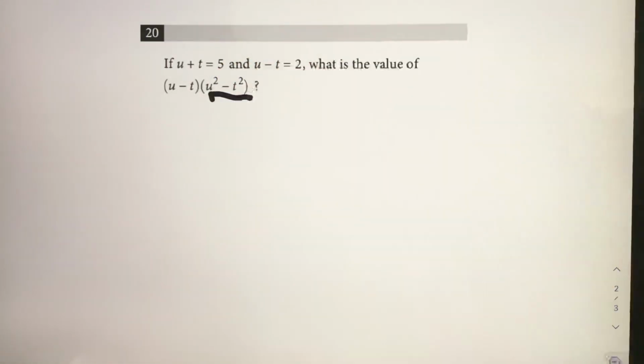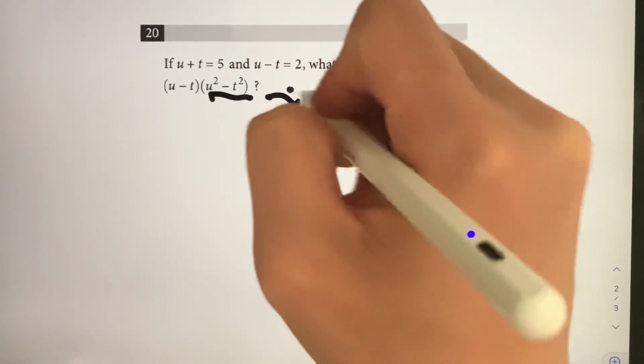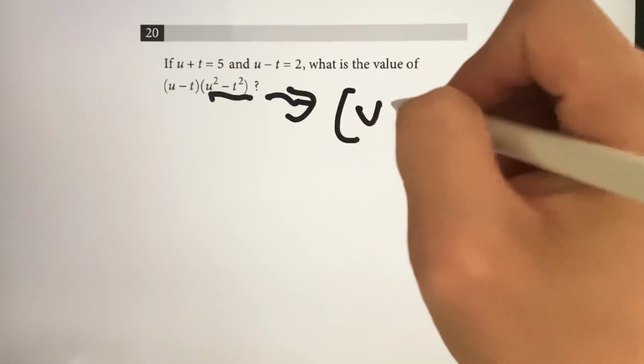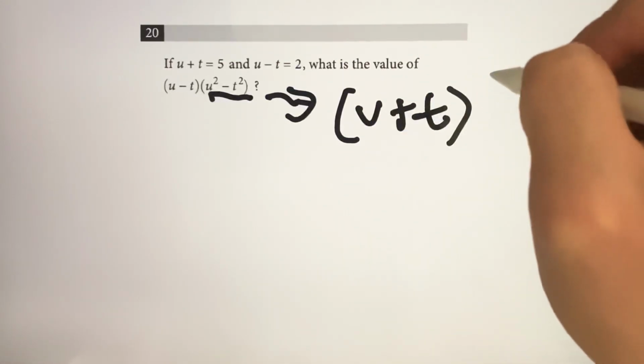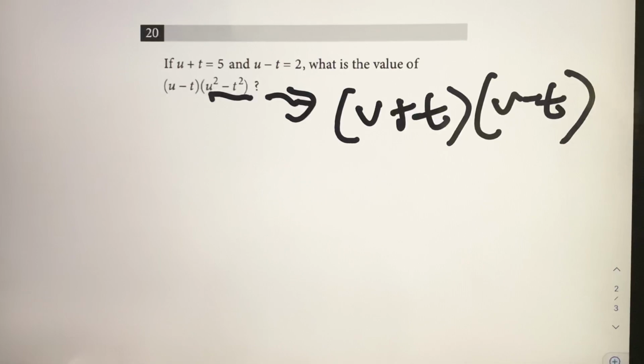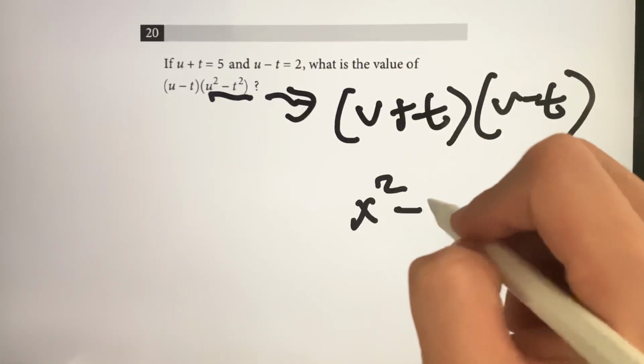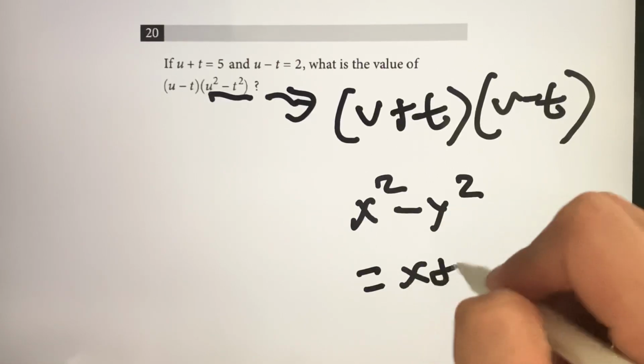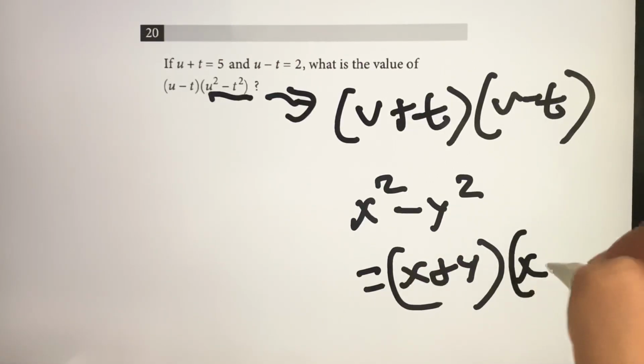Well, I see u squared minus t squared. Automatically, what do I have to think of? I have to think of the difference of squares. And what's that equal to? It's equal to u plus t times u minus t. Right, difference of squares. Let me just write it in terms of x and y. So x squared minus y squared is equal to x plus y times x minus y.